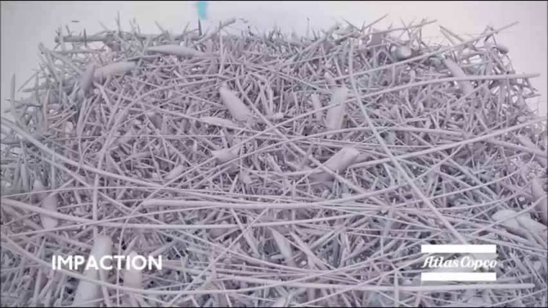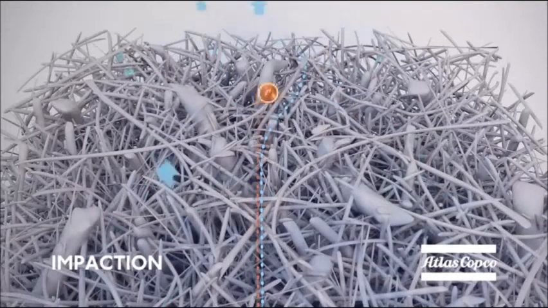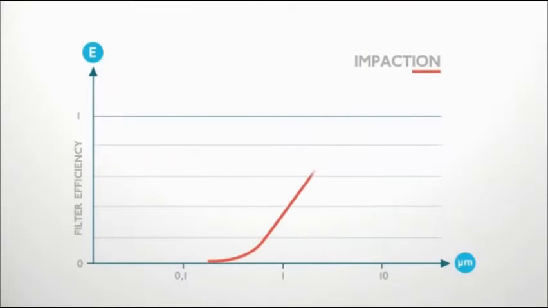The unclean air flows through the filter media, but the heavier particles don't follow the gas flow streamlines because of their large inertia. Instead, they travel along a straight path until they collide with a fiber and are thus removed from the air. Impaction becomes more important with increasing particle size.